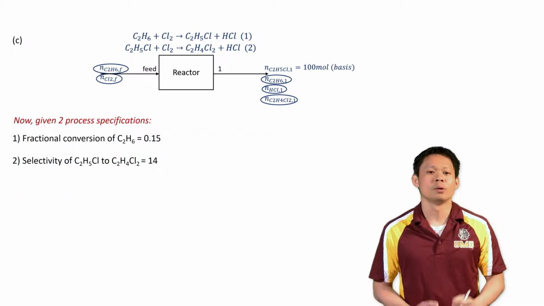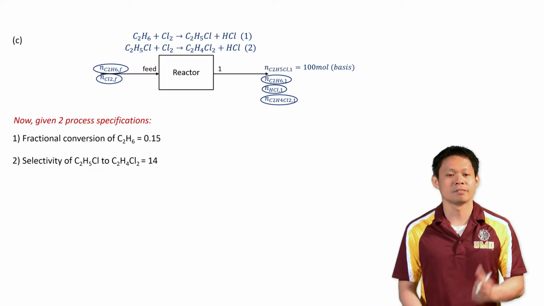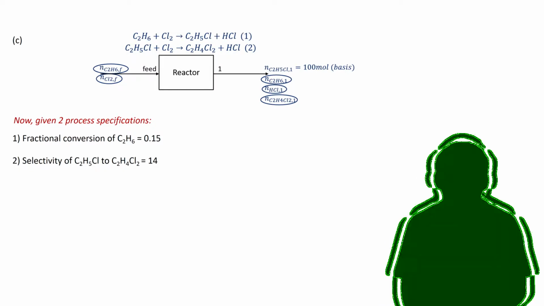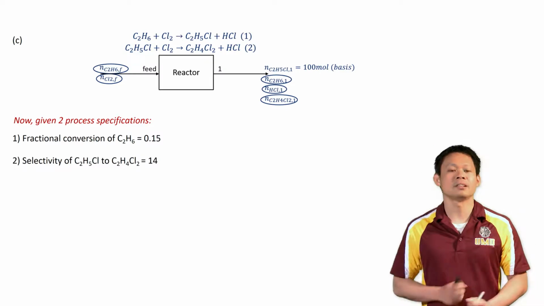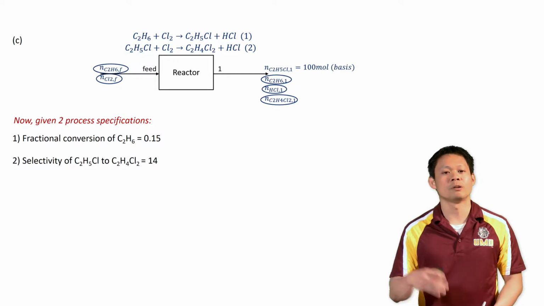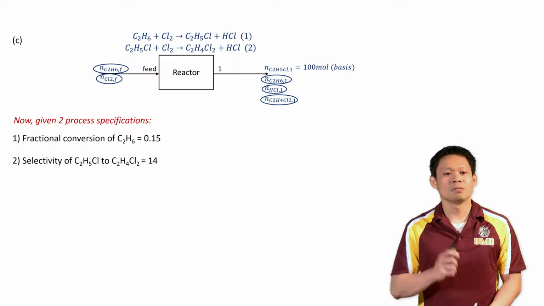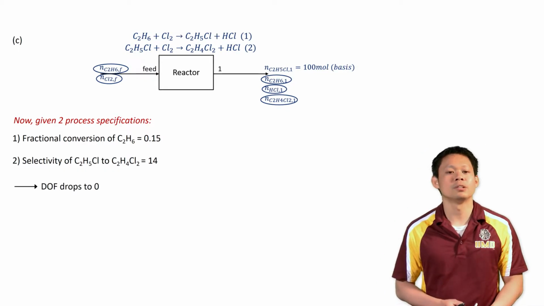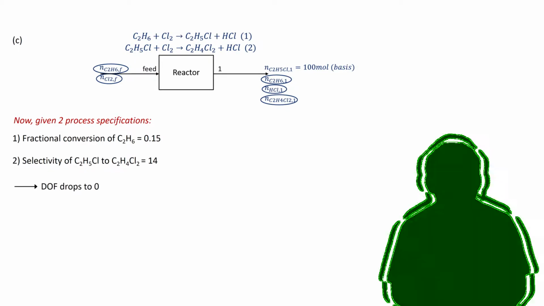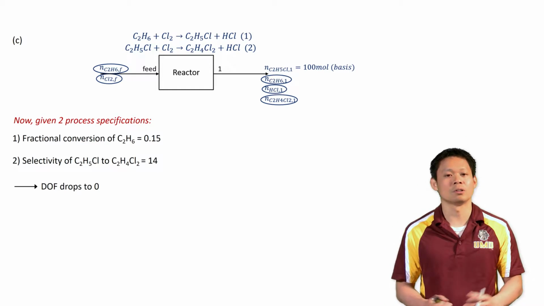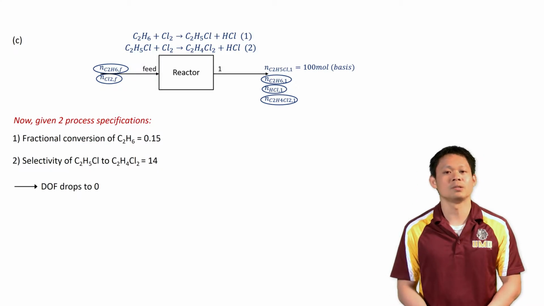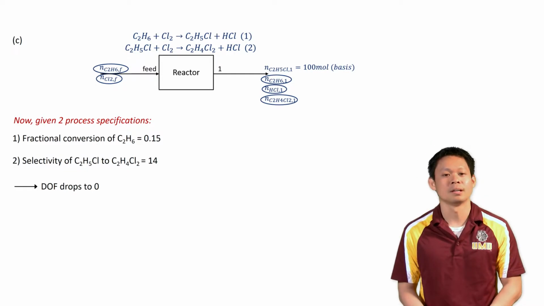In part C, we are given 2 process specifications. The first one is the fractional conversion of our C2H6. The second one is the selectivity of our desired product to our undesired C2H4Cl2. So with these 2 process specifications, our degree of freedom should drop to 0. And this will allow us to solve for all 5 of our unknowns using either the atomic or the extent of reaction method, which we will go on to do after this.